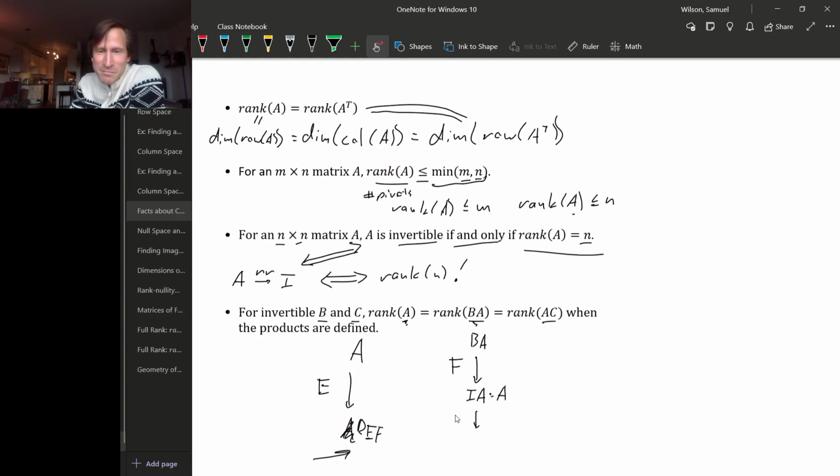So now if I multiply on the left by E, I have E times A again, which is the reduced echelon form of A. But this shows that the rank of B times A is the same as the rank of this reduced row echelon form, which is the same as the rank of A. So these are equal.